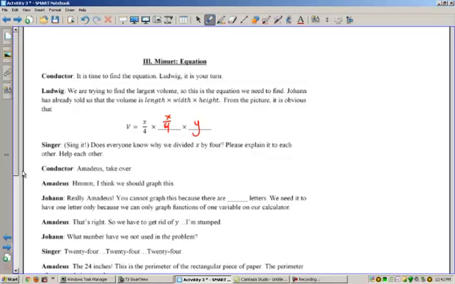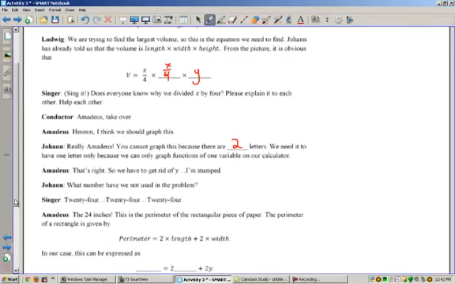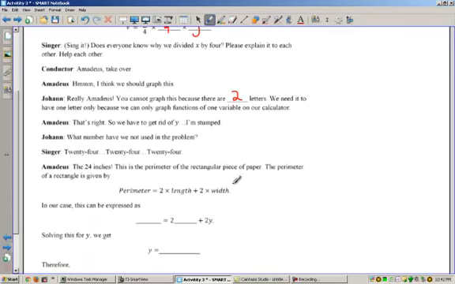Okay, and we keep on going, and so then here it says, what, really, Amadeus, you cannot graph this. The idea is you'd love to graph this and then look for the maximum, but you can't graph it because you don't have one letter, you have 2. We need it to have one letter only because we can only graph functions of one variable on our calculator. And now we walk through this. We're going to talk about how we get rid of one letter.